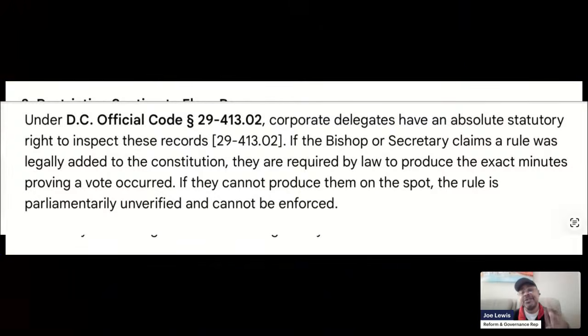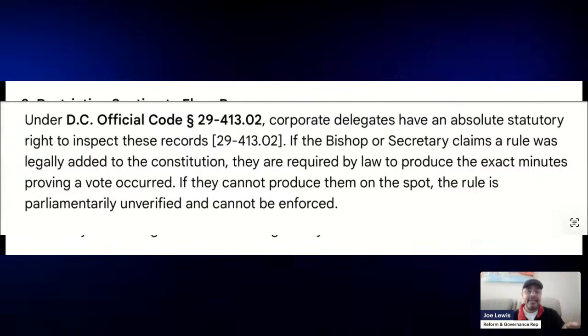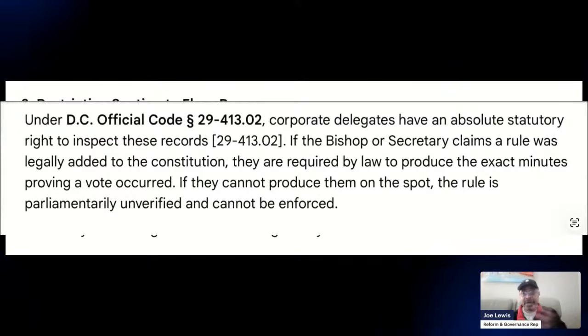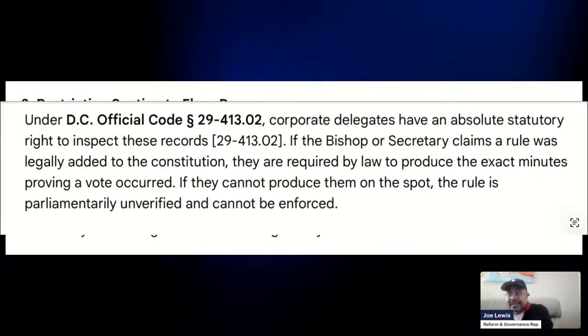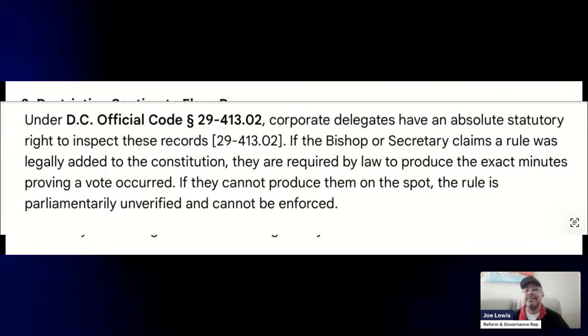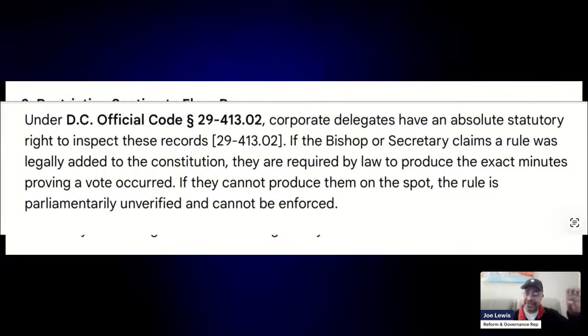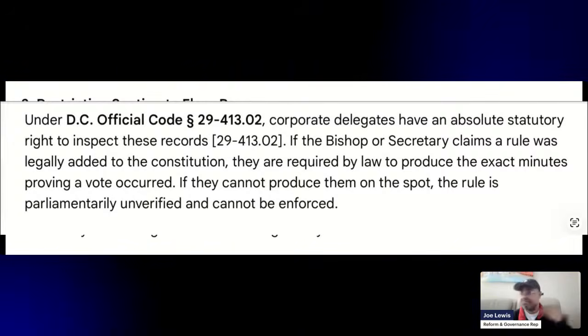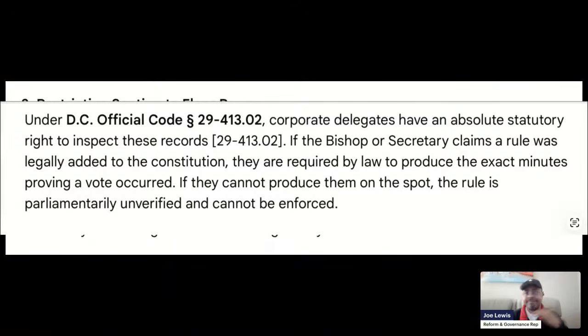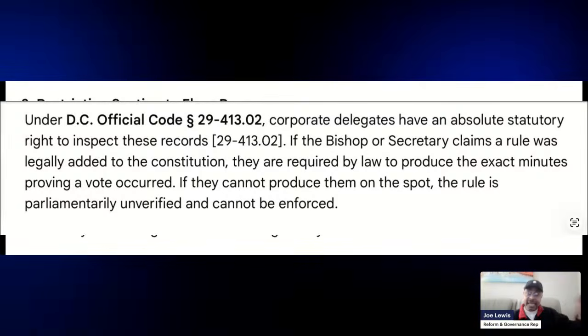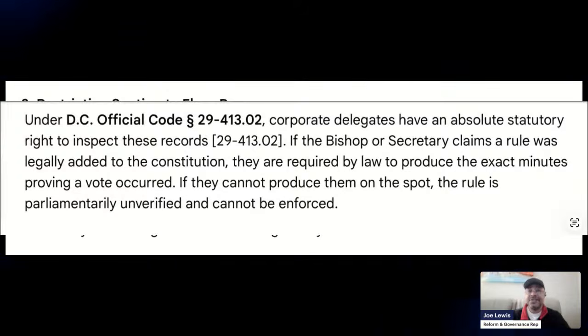If they cannot produce those minutes on the spot, the rule is parliamentarily unverified and can't be enforced. That means that section of that Constitution, you cannot enforce it. Challenge has succeeded.